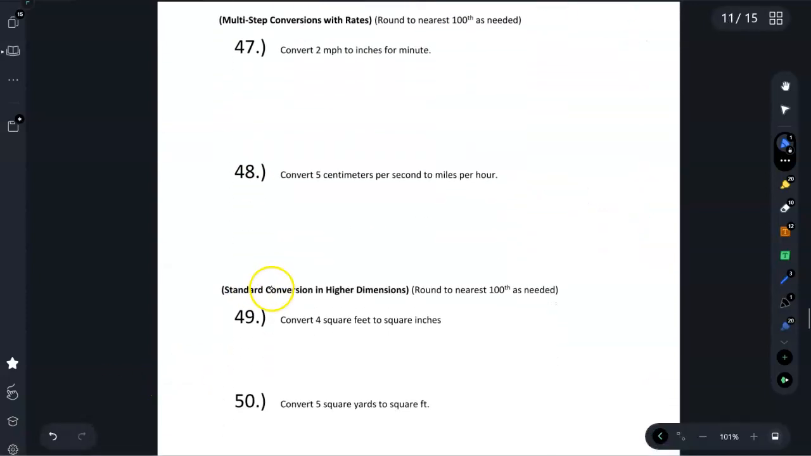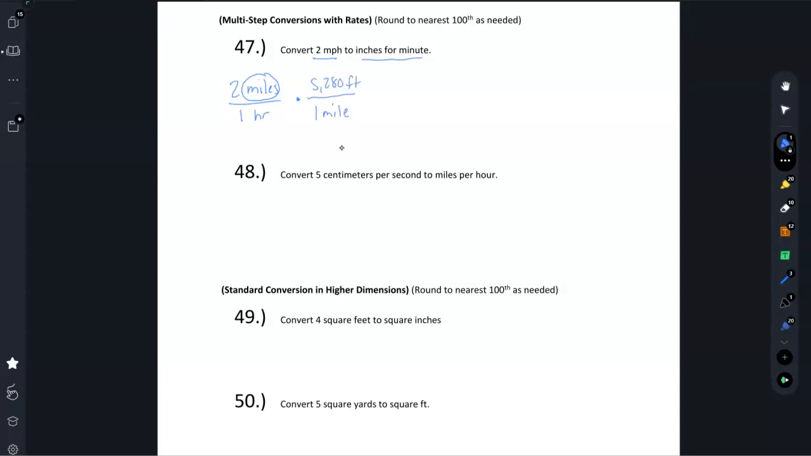All right, multiple step conversions with rates here. When I see 2 miles per hour, that means I need to set up my initial one as 2 miles per 1 hour. So here you'll see I have a unit on top and a unit on bottom, and I want to go to inches per minute. So if I want to just focus on miles to start with, how do I go from miles to inches? I have to first go from miles to feet. So I have 1 mile is 5,280 feet.